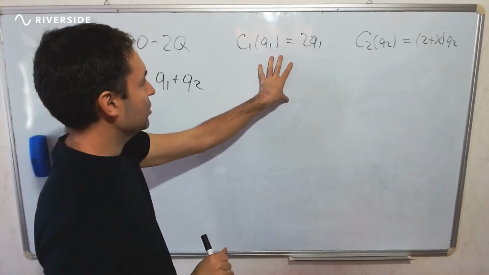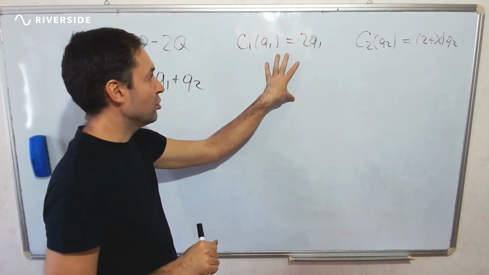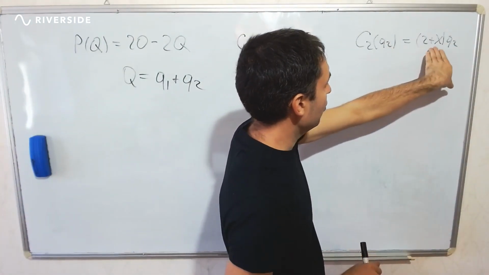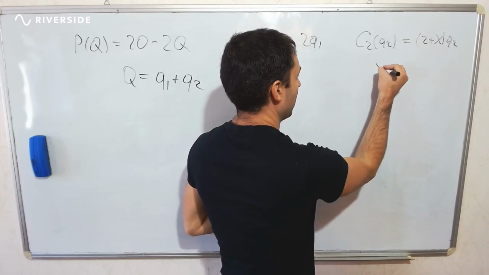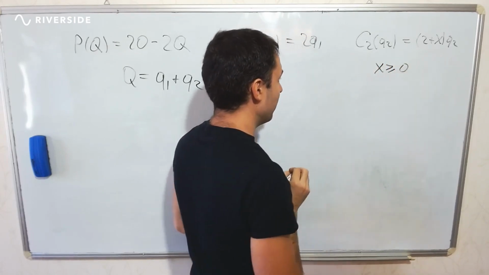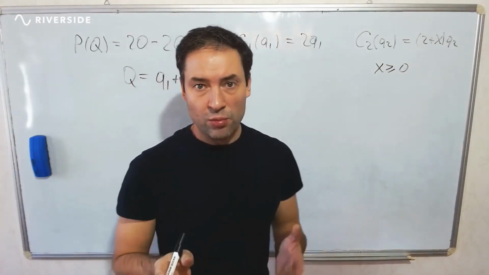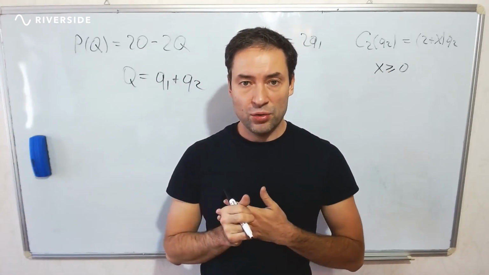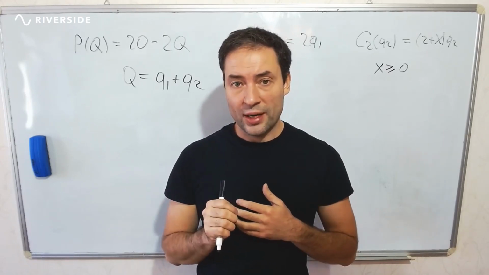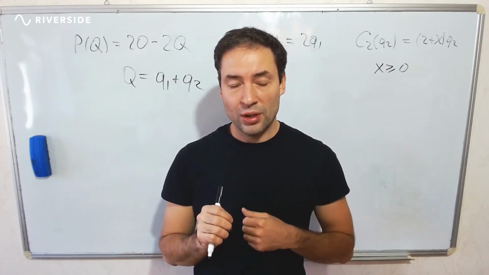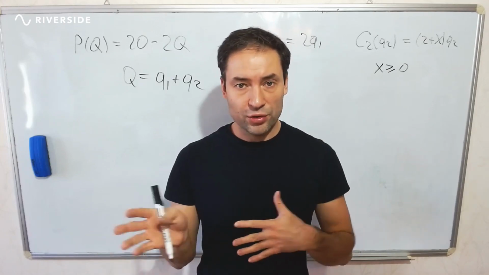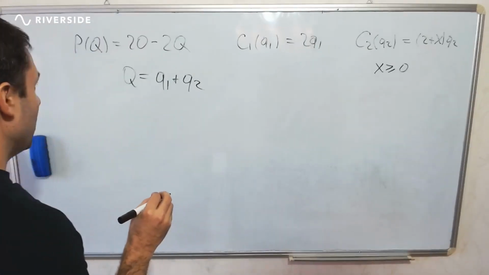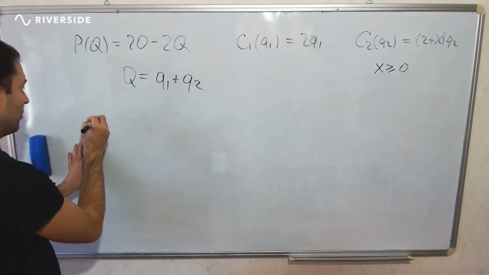For firm 1, it has a constant marginal cost of 2. And firm 2 has a constant marginal cost of 2 plus x, where x is some parameter that takes some values. So in this problem, we will solve it for any x. And then if you want to find the equilibrium outcome for different values of parameter x, you could just plug in those values. So let's start with setting up profit functions.